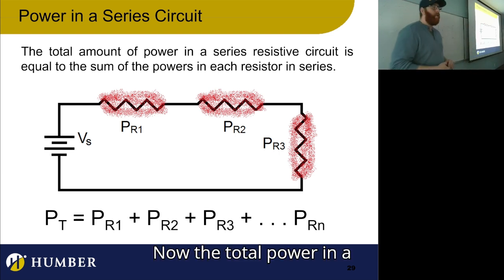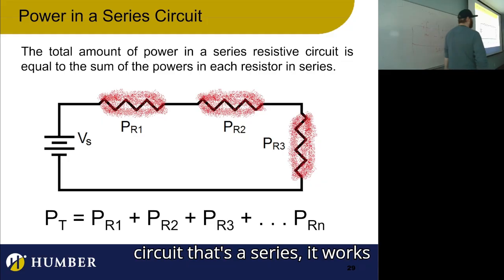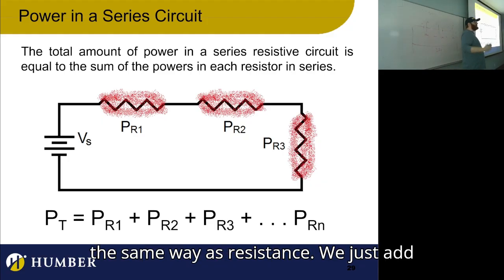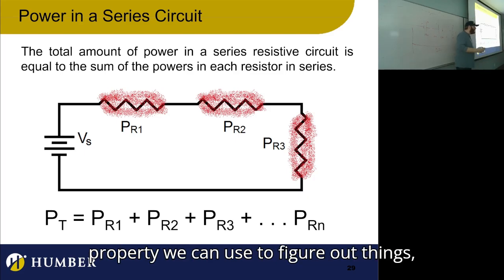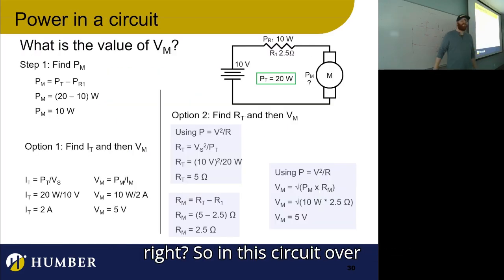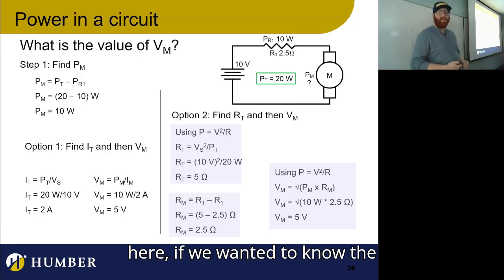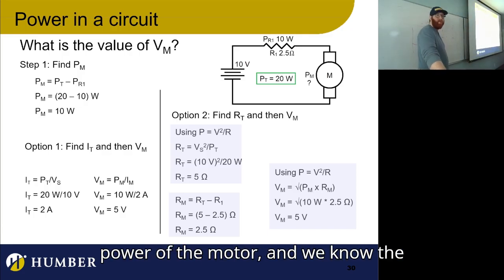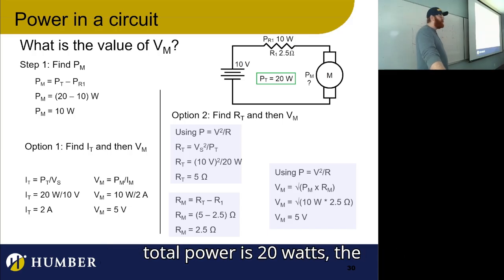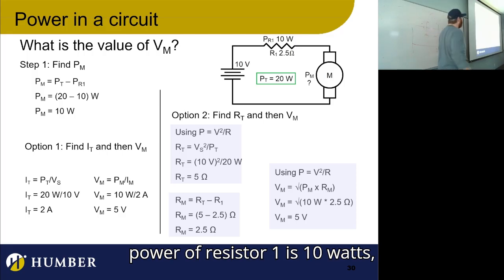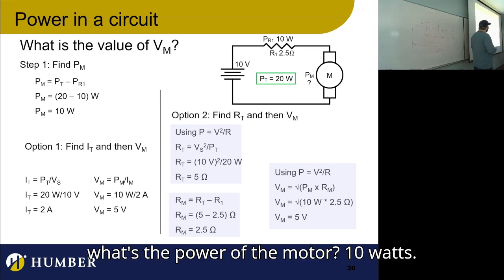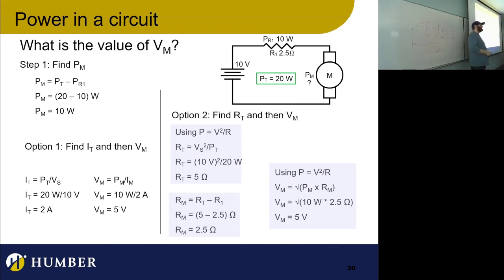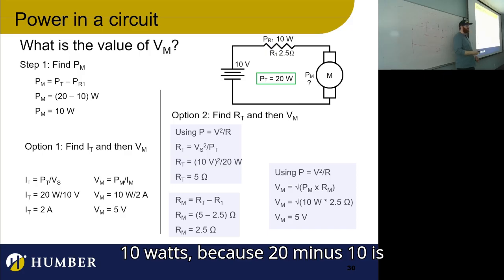Now the total power in a circuit that's series, it works the same way as resistance. We just add them all up. So now we have a new property we can use to figure out things, right? So in this circuit over here, if we wanted to know the power of the motor, and we know the total power is 20 watts, the power of resistor 1 is 10 watts, based on what we just discussed, what's the power of the motor? 10 watts. 10 watts, because 20 minus 10 is 10.